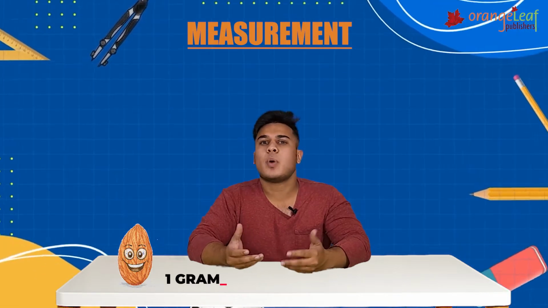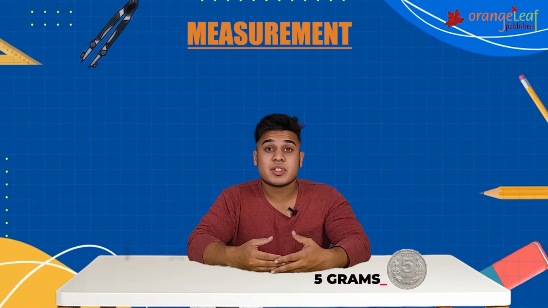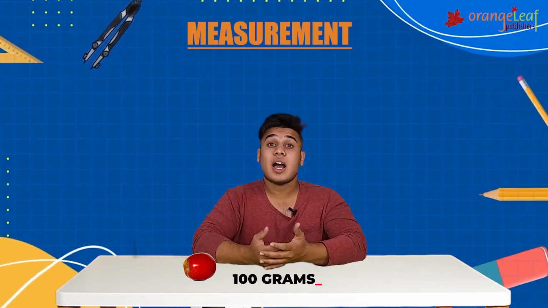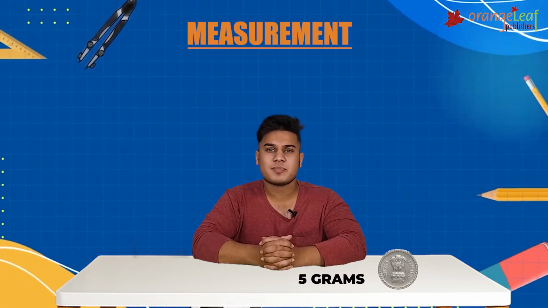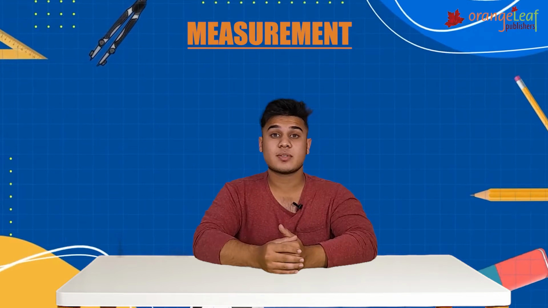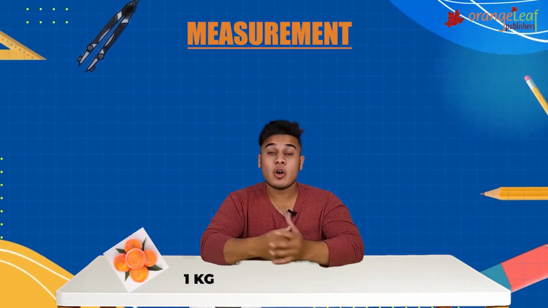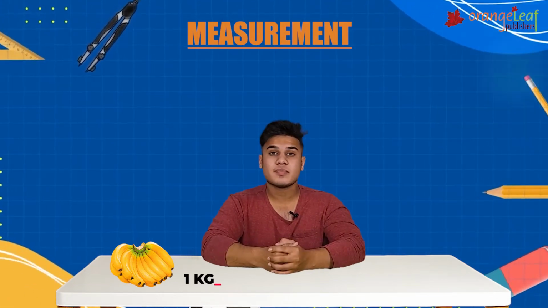We use grams for smaller objects, like 1 almond is about 1 gram. A 5 rupee coin is about 5 grams. 1 apple would be around 100 grams. And a coin would be around 5 grams. We use kilograms to measure heavier objects. For example, a bag of oranges would be around 1 kg. A dozen bananas can also weigh 1 kg.